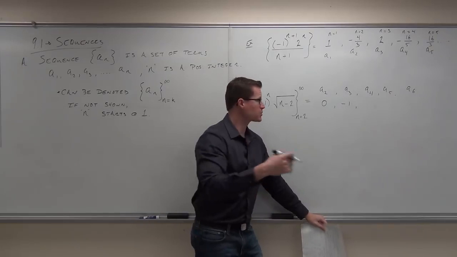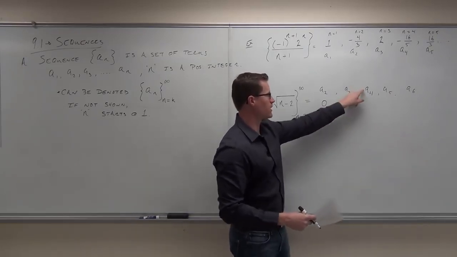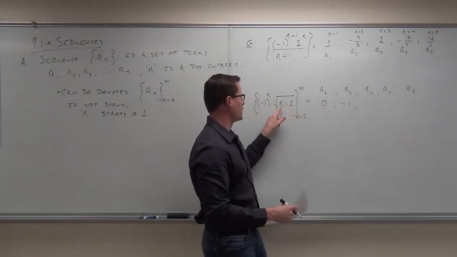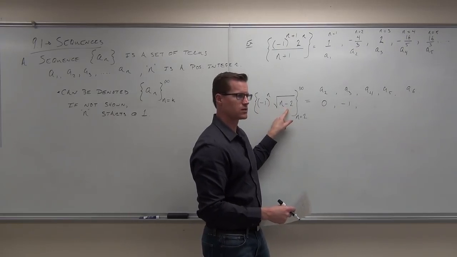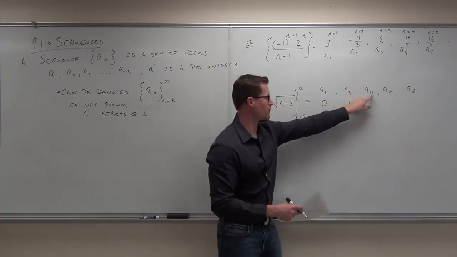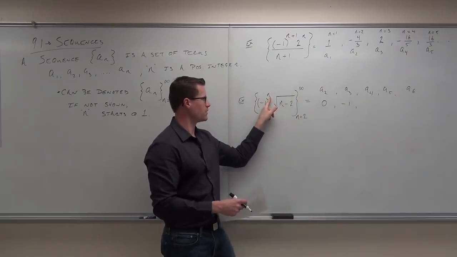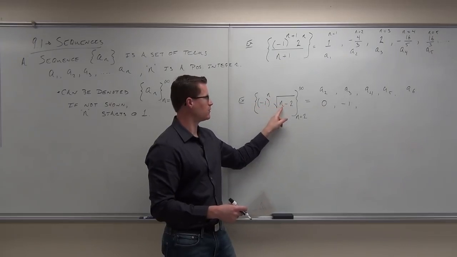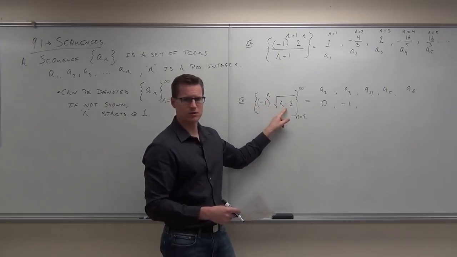Yes. Good. Let's plug in the 4. If I want to find a sub 4, I'm going to plug in 4. 4 minus 2 is 2. Now, I'm going to do the 4th power. Remember this, so for a sub 4, 4 goes here, 4 goes here. Negative 1 to the 4th is a positive. 4 minus 2 is 2, square root of 2?